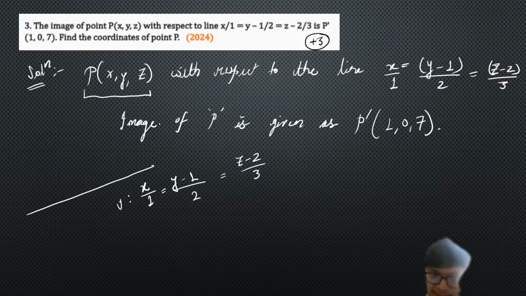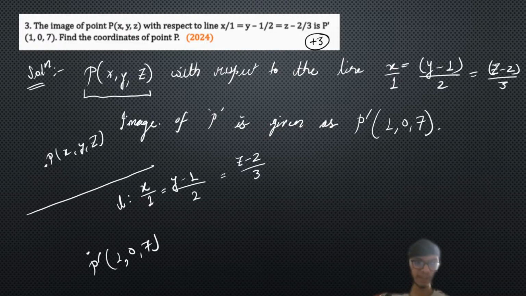Right, so this is our equation of the given line, and I have a point P which is mentioned as x comma y comma z, and we are also given the image of the point as 1 comma 0 comma 7, right? Now we know that when it is an image, it is a perpendicular, right? So this particular line P P dash is perpendicular to the given line.